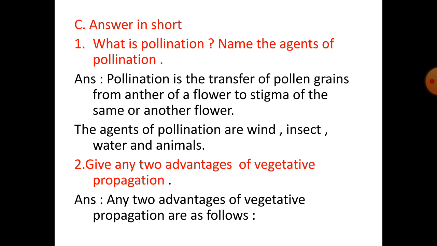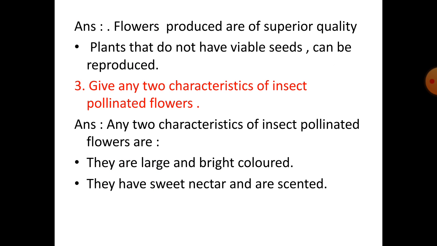Number 2. Give any two advantages of vegetative propagation. Any two advantages of vegetative propagation are as follows. Flowers produced are of superior quality. Plants that do not have viable seeds can be reproduced.